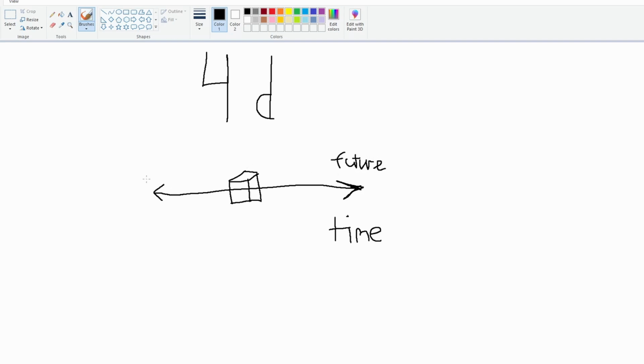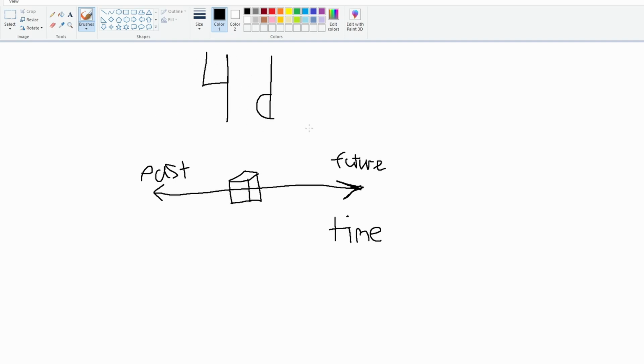Future and past. So basically, our actual 3D objects, ourselves, us and our 3-dimensional beings, are really also existing in the 4th dimension. We are moving towards the future at all times at a very consistent speed. Technically, we could theoretically change this speed, but that is a bit more complicated.